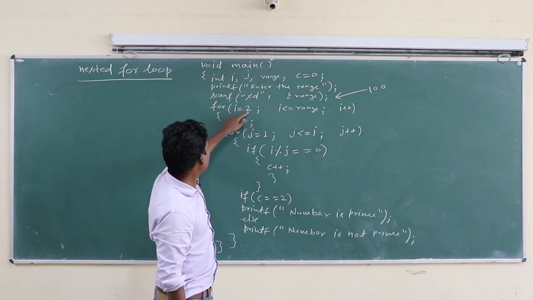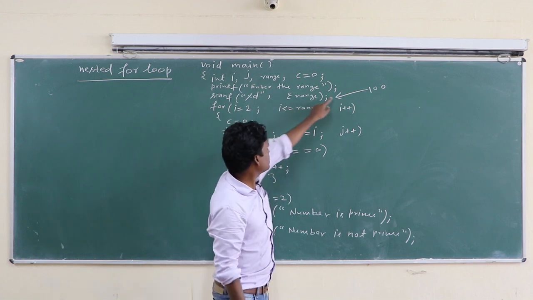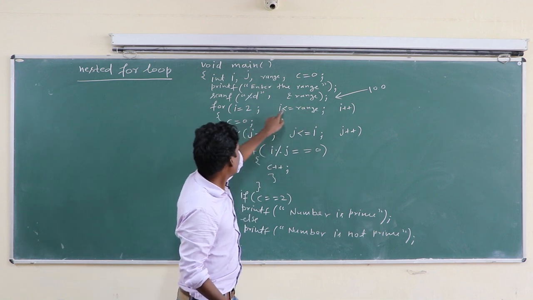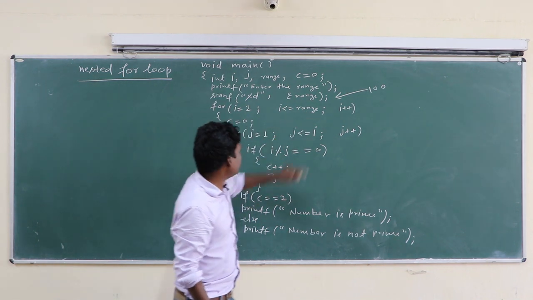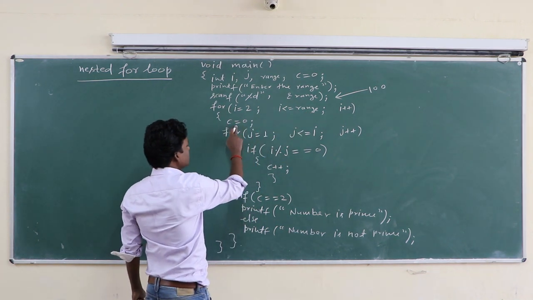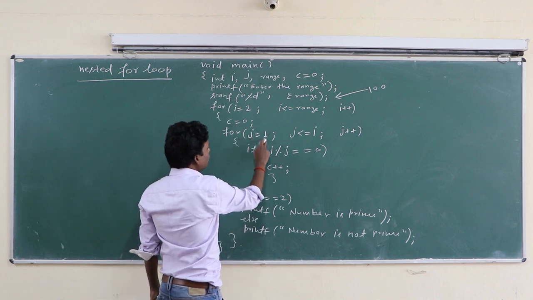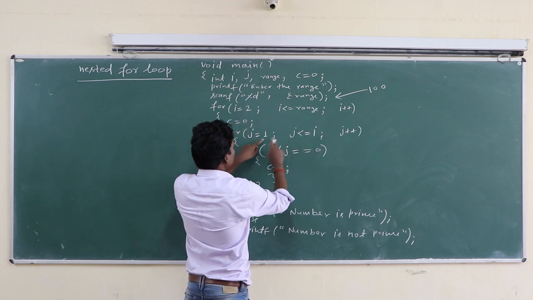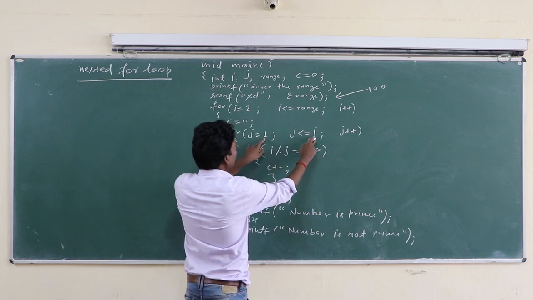Here i is equal to 2. Is 2 less than or equal to range? Yes, because range is 100. The i value is 2, and 2 is less than or equal to 100, yes. Here c equal to 0. Again j equal to 1, j is less than or equal to i, which here is 2. So the loop executes 2 times, j equal to 1 and j equal to 2, because i is 2.